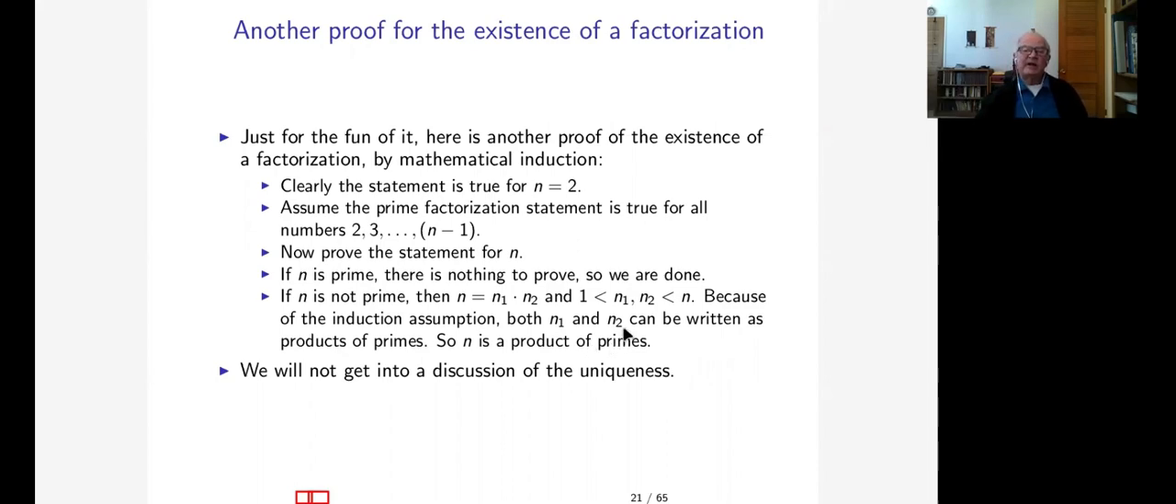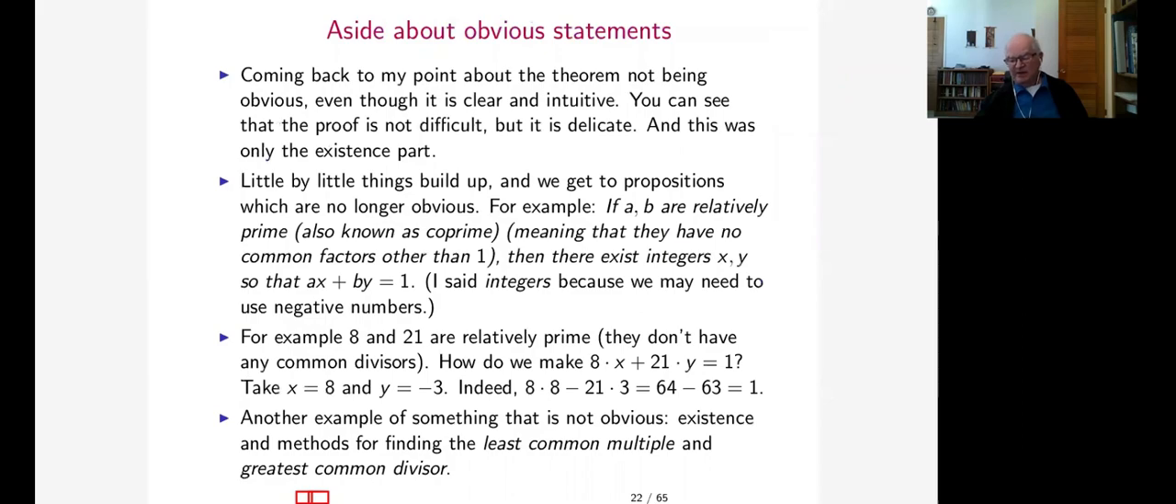And so never mind, I won't go into uniqueness. We just wanted to understand how prime numbers are the building block of all the natural numbers using multiplication. So now I just have a little aside, I muse about things that are obvious. Sometimes they are intuitively obvious, and yet when we want to prove them rigorously, we have to make a delicate proof. And also another thing is things are building up. We just started with natural numbers, which is easy. Division is easy. The definition of prime numbers is easy. But now we got into things which are not so easy anymore.